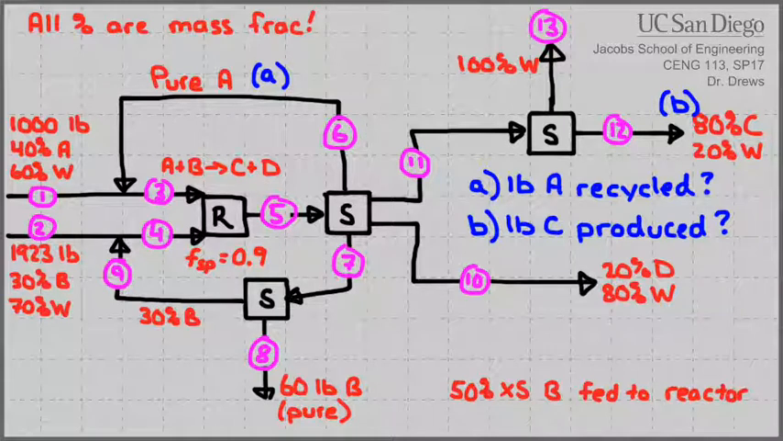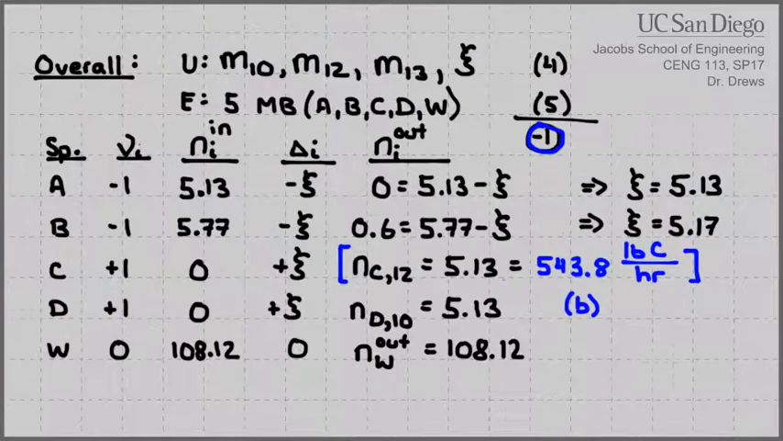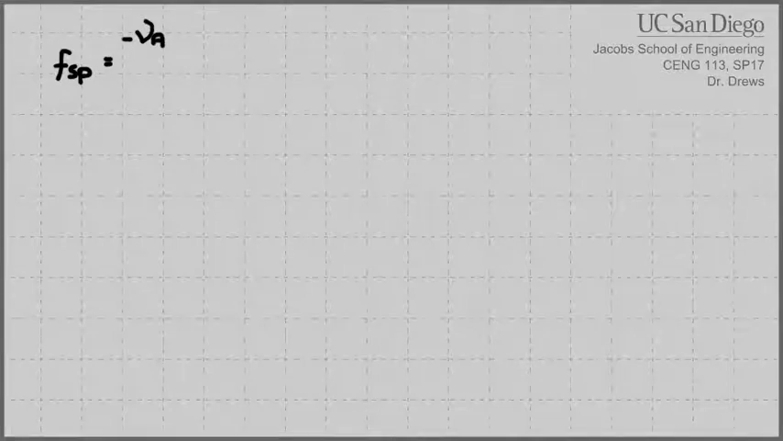There are a couple of different ways that you could do that. The hard way would be to solve for everything, which I'm not going to do. The easy way is using our friend the single pass and overall conversions. Remember, we have two definitions of those. The single pass conversion is equal to minus the stoichiometric coefficient of A times the extent of reaction divided by the moles of A in the reactor feed.